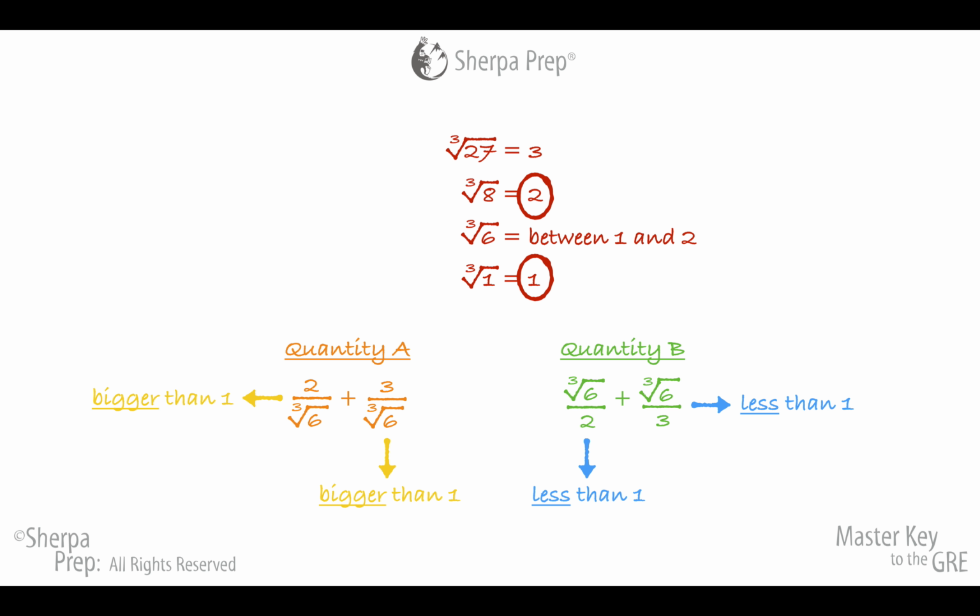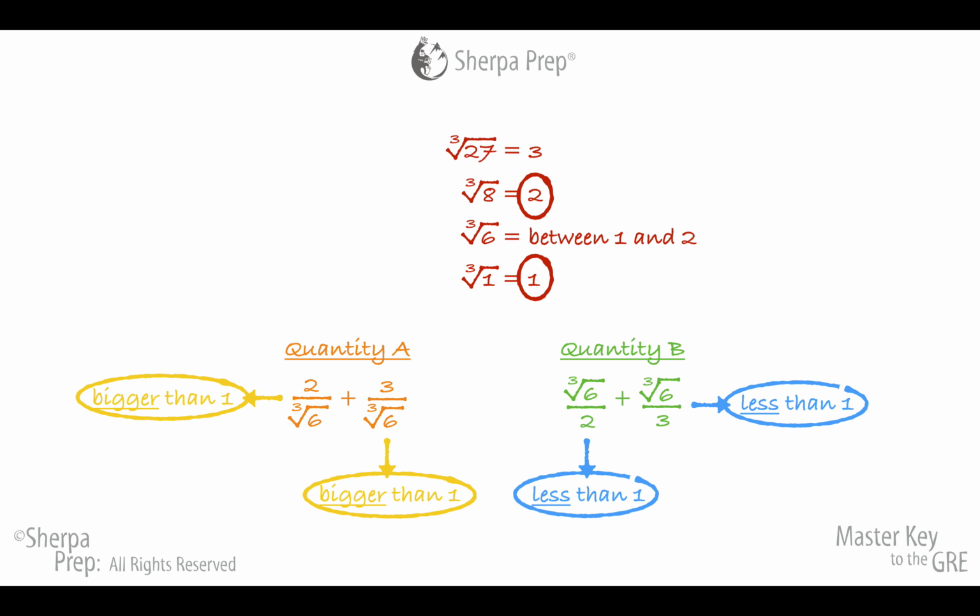In other words, quantity A is adding together two values greater than 1, and quantity B is adding together two values less than 1. That's the proof that quantity A is bigger than quantity B. And of course, anytime A is bigger than B, that means the correct answer is A.